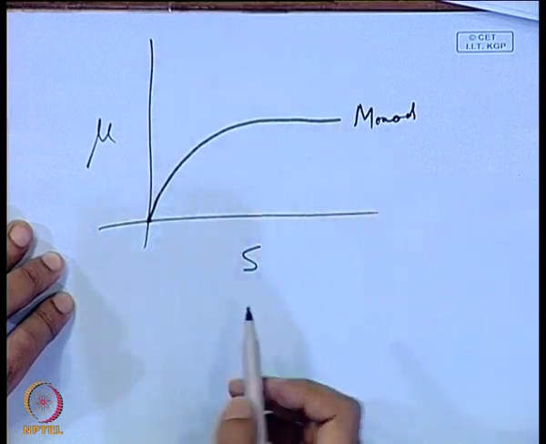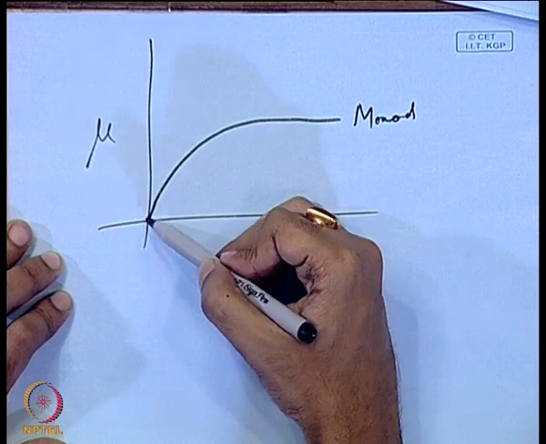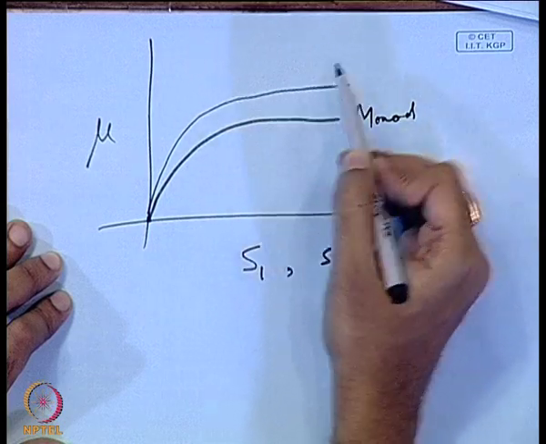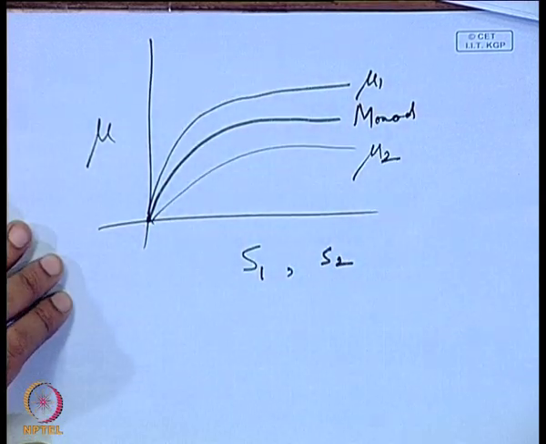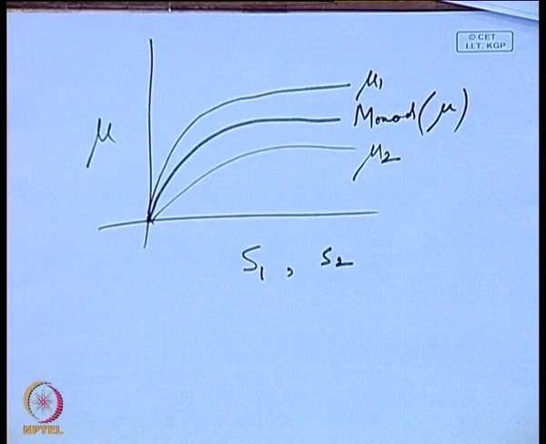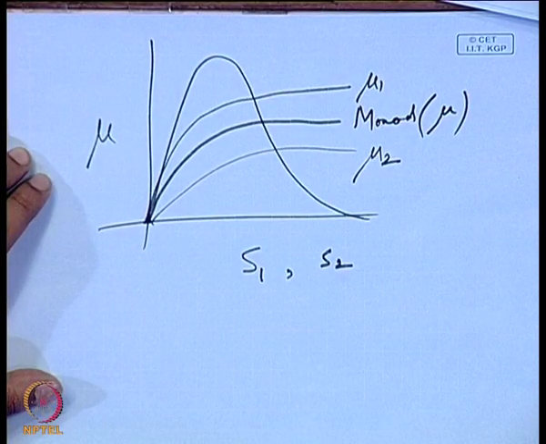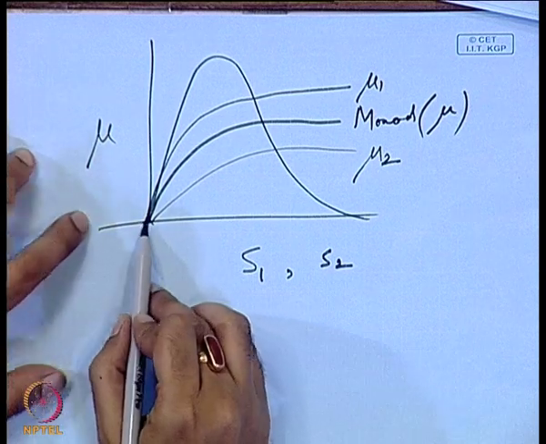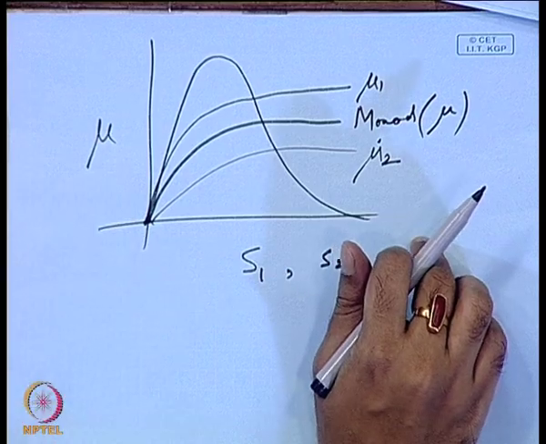So for multiple you will have S1 and S2. Okay, so say mu1 is something like this, mu2 is something like this. For multiple, this is mu. So how is this one going to vary? Yeah, so it will go through a maximum, and then go down over to 0. So this one starts at 0 and saturates, this one starts at 0 and goes to 0 through a maximum.